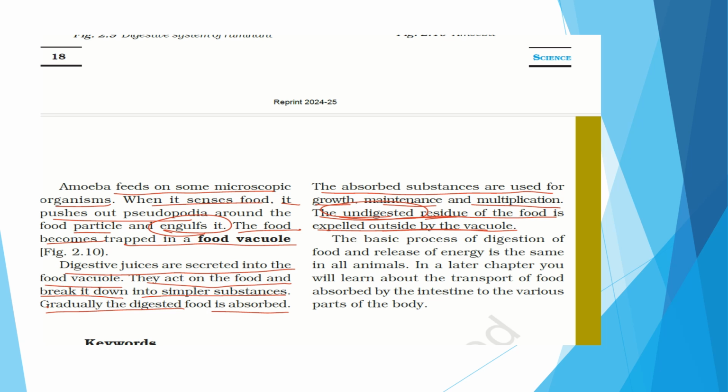Okay. Now in a later chapter we might learn about the transport of food absorbed by the intestine to various parts of the body. Now the basic process of digestion of the food and release of energy is the same in all animals. So whatever it is in us human beings, it is the same in the grass-eating animals, what we have learned in the previous episode, and that is the same in the amoeba, the microscopic organism. So let us now move on to the next slide where we will discuss in detail with the diagram.